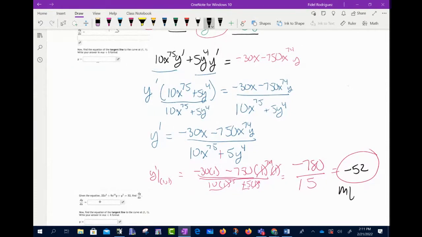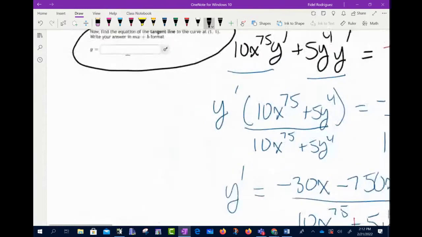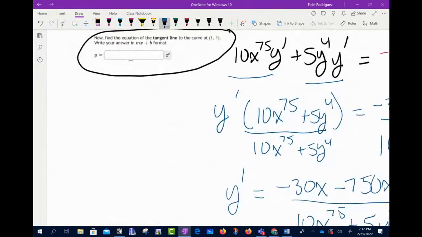This is the slope of the line. And remember, look at what the question is asking me to do. The question is asking me to find the equation of the tangent line at that point, right? So now we're going to go ahead and find the equation. Again, we've done the hardest part. This part here should be the easy breezy part, right? So yes, let's go ahead and do that.